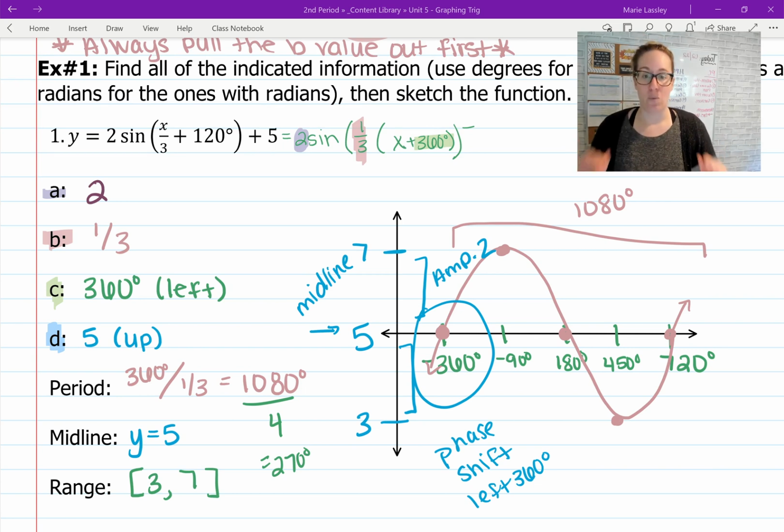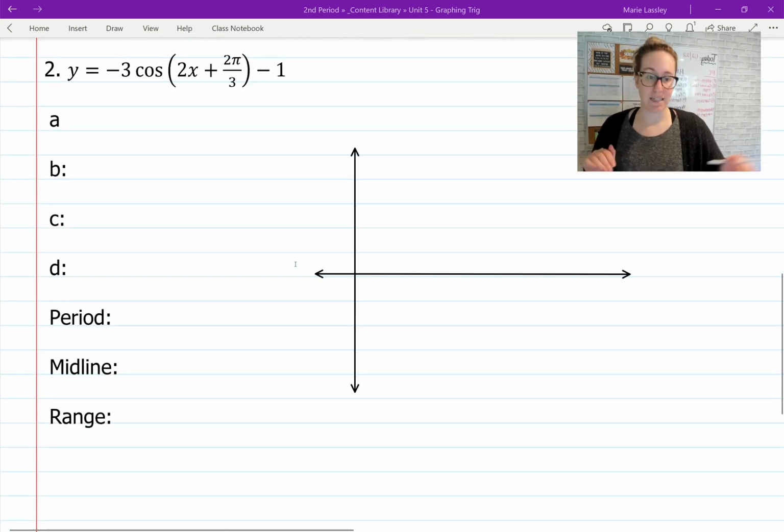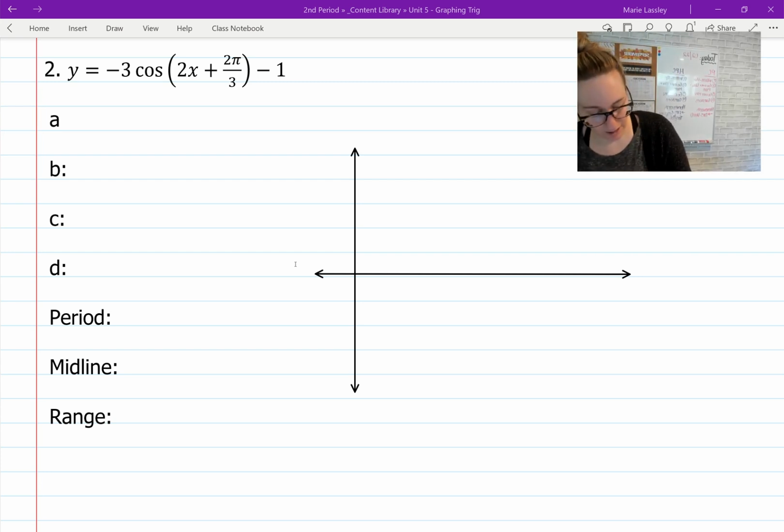Okay, we're going to do one more example with a cosine function, and then that'll be it for our video for today. This is also in radians, so you can see how this all works in radians. First things first, just like with the last one, we need to rewrite it so that the b value is factored out of that parentheses. So we're going to rewrite this.